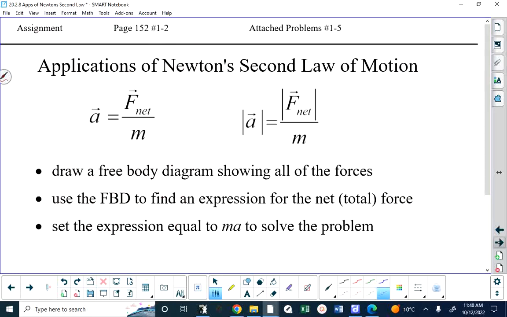So for applications of Newton's second law of motion, including what we will be doing tomorrow and Friday and Monday, because there's lots of other types of situations, you need to draw a free body diagram, use the free body diagram to find an expression for the net force, set that expression equal to ma, and solve the problem. Okay? So there's a bit of thinking that has to go on here. It's not just grab a formula.